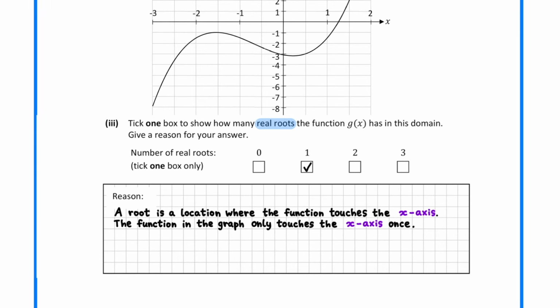In part 3, we must find the number of real roots in the given domain. A root is a location where the function touches the x-axis, and our graph only touches the x-axis once. So the answer is 1 root.